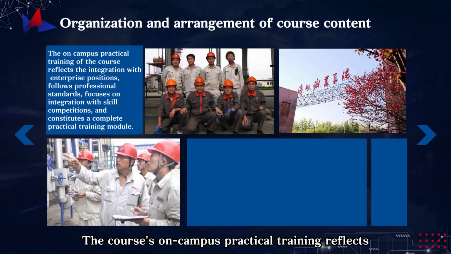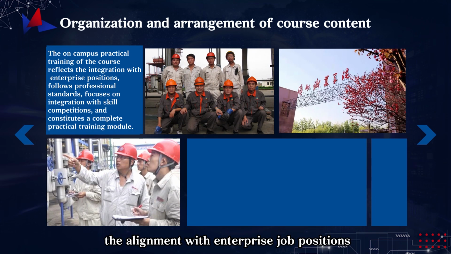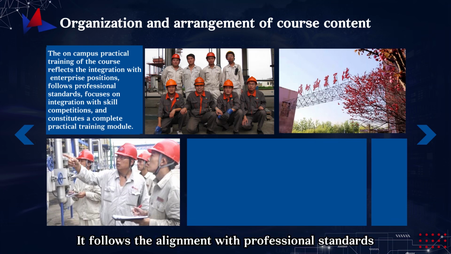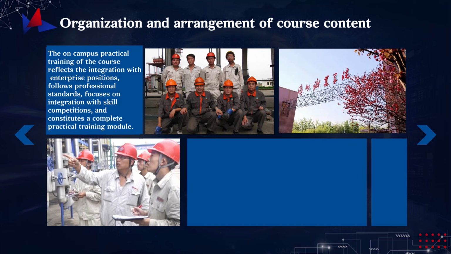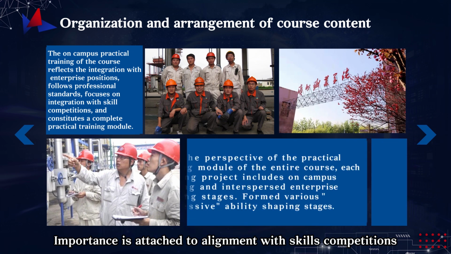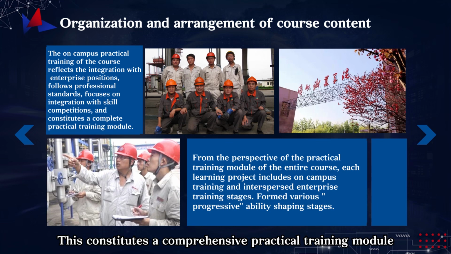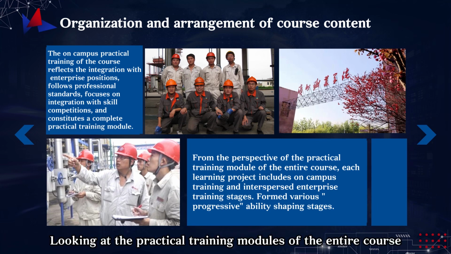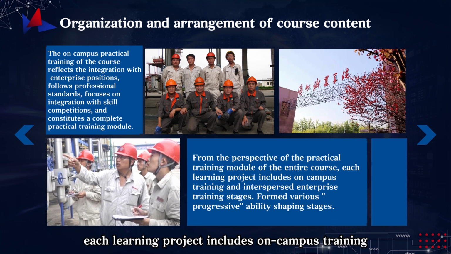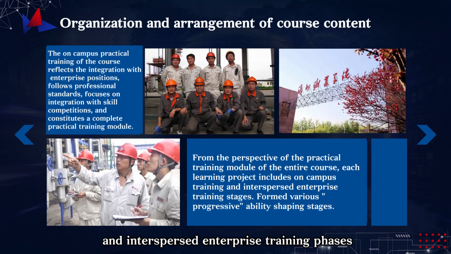The course's on-campus practical training reflects the alignment with enterprise job positions. It follows the alignment with professional standards. Importance is attached to alignment with skills competitions. This constitutes a comprehensive practical training module. Looking at the practical training modules of the entire course, each learning project includes on-campus training and interspersed enterprise training phases, forming a progressive, accelerated competency-building sequence.